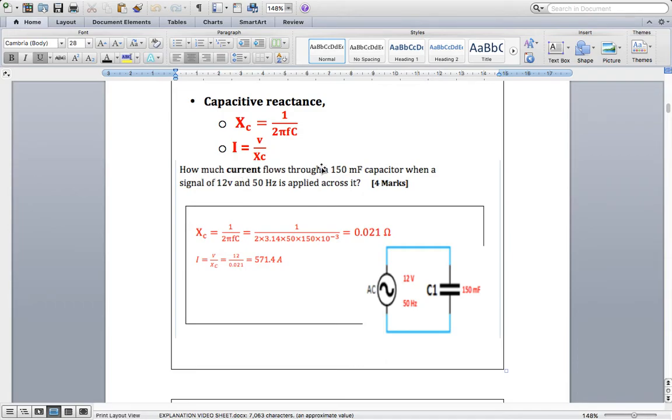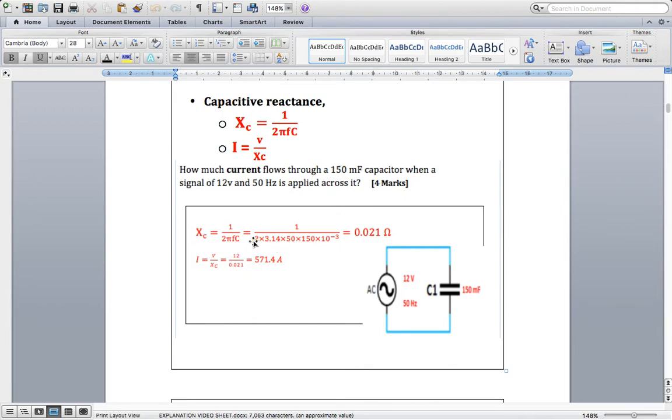How much current flows through a 150 millifarad capacitor when a signal of 12 volt and 50 hertz is applied across it? So it's given in the question, the capacitance value is 150 microfarad. Sorry, millifarad. Milli means 10 raised to minus 3. And it's given 12 volt, which is the voltage, and 50 hertz, which is the frequency. So just write the equation first. XC, capacitive reactance, is 1 by 2 pi FC. Pi is 3.14. Normally it will be given in the question paper.